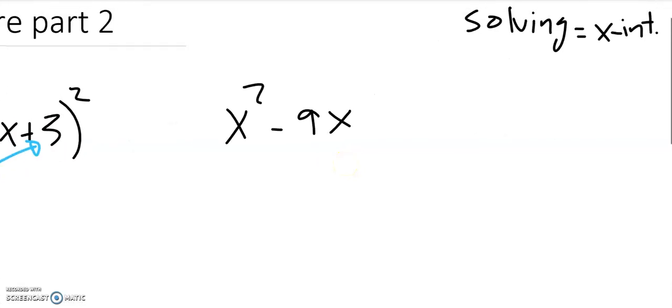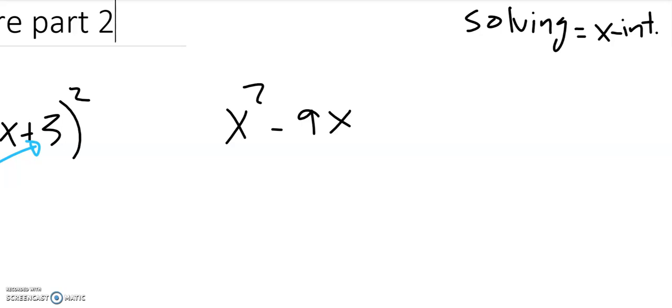In this video we're going to be completing the square. This is part 2. If you have not watched the first part, please pause this video right now and go watch the first part. Again, completing the square is a skill that is very useful when it comes to solving a quadratic. And again, solving a quadratic means that you're trying to find the x-intercept.